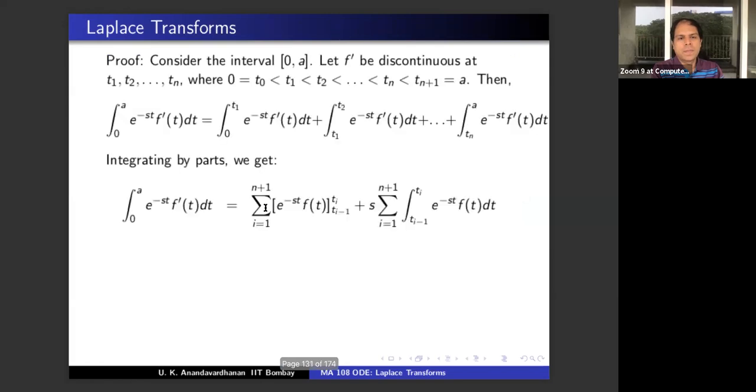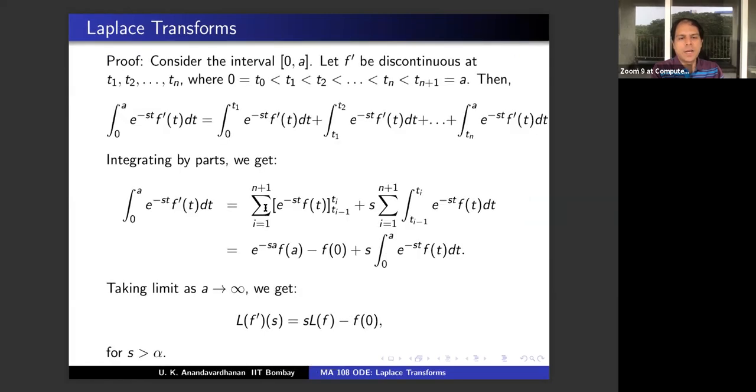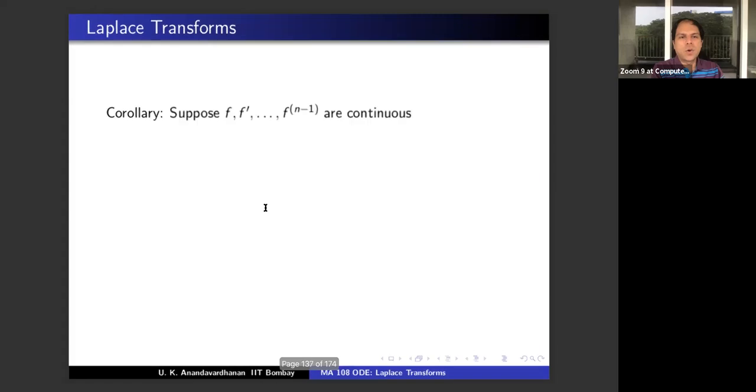Okay. So s is bigger than alpha, L of f prime exists, and there is a corollary. You can compute L of the nth derivative of f. You have to assume that all these are piecewise continuous.